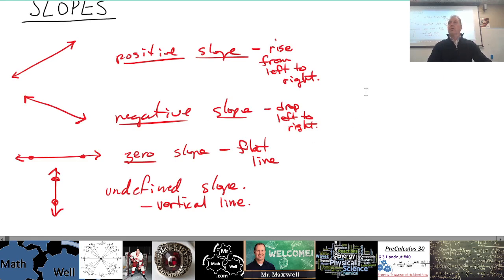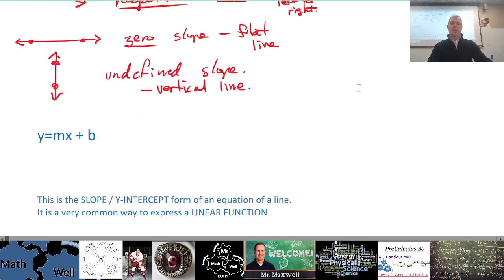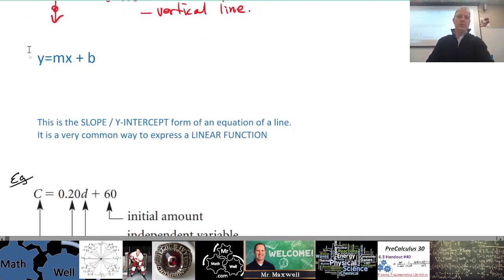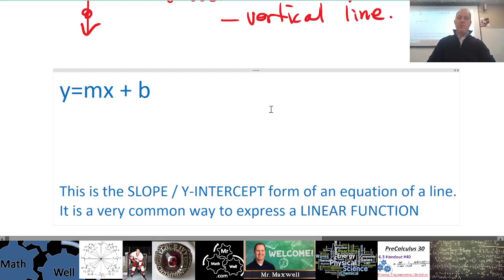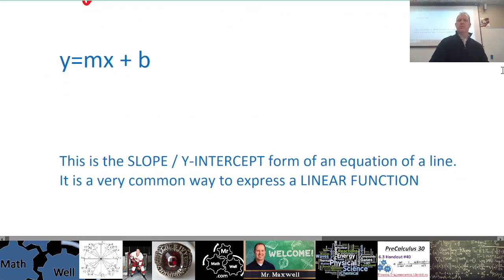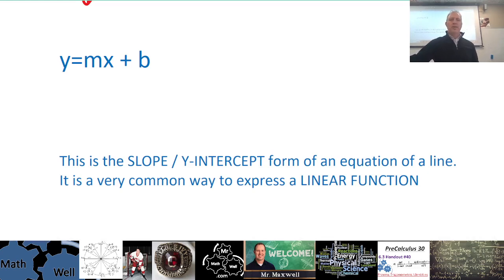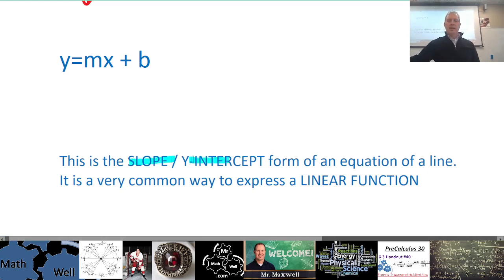Okay, pretty important stuff. There's a lot of information today. I get it. You guys are doing great. I do want to talk about y equals mx plus b, though. This is a form of a line. Have you ever heard about y equals mx plus b? You remember in grade 9 doing this? Okay. So this is the slope y-intercept form, right? You'll see this in science and math and everything. Very common. It's a very common way to express a linear relation or a linear function.